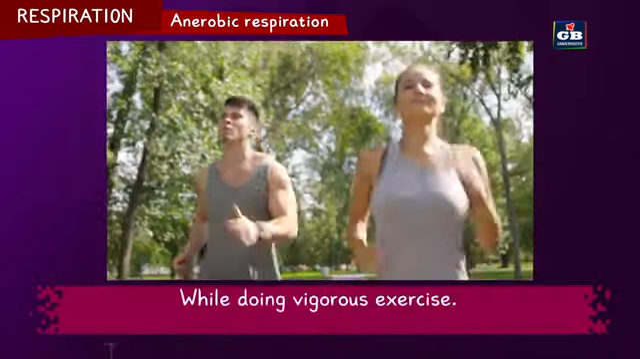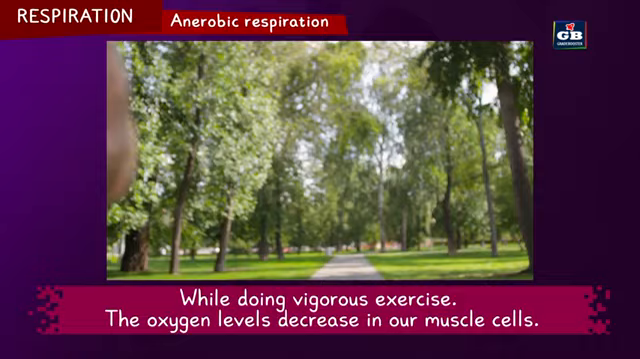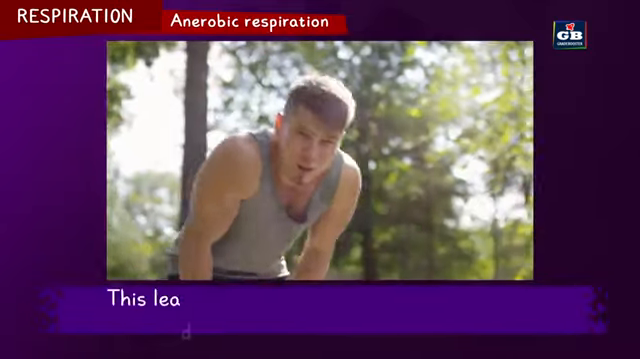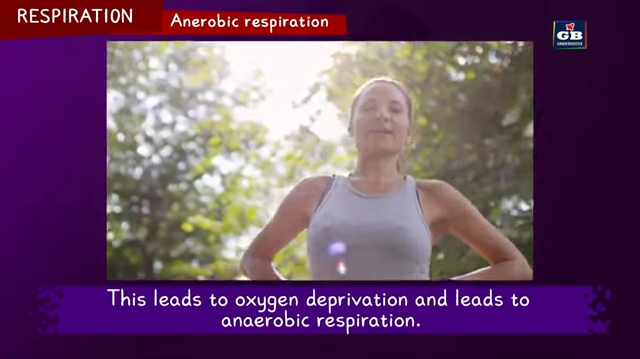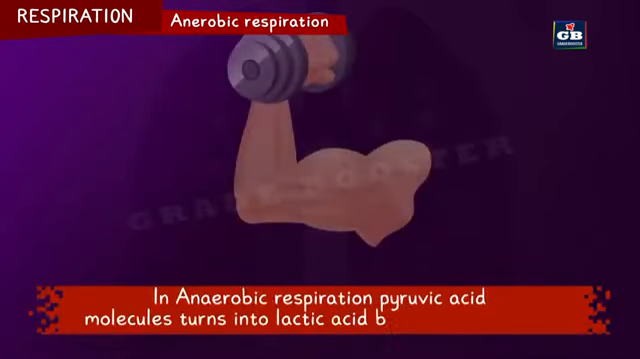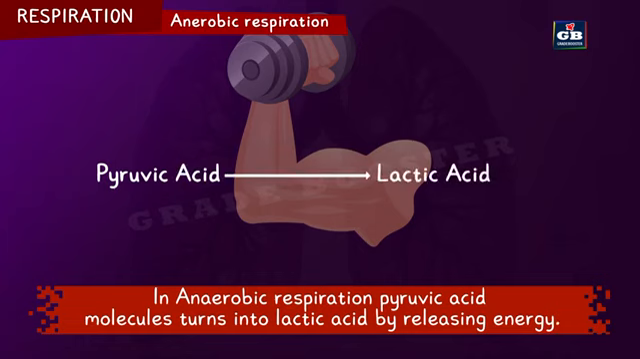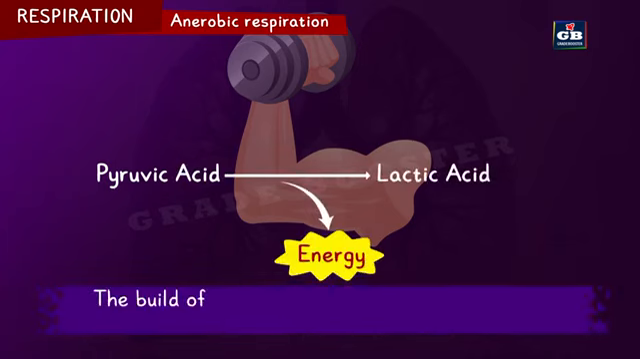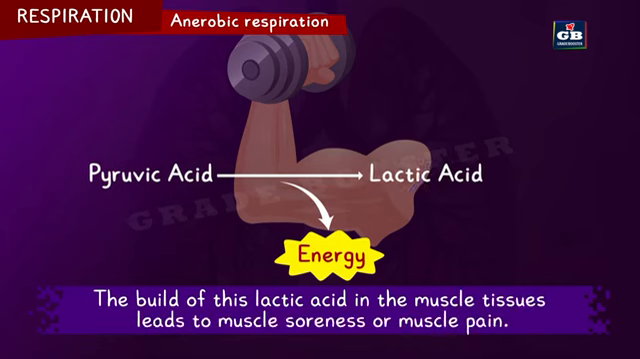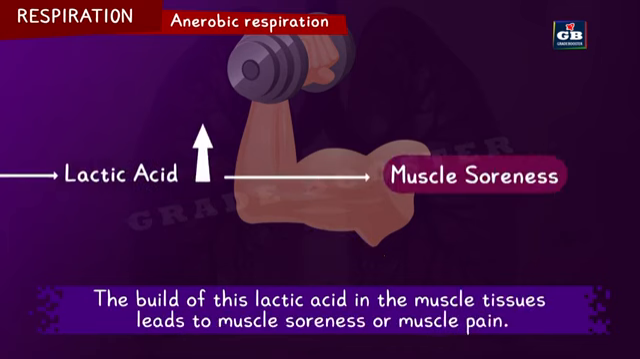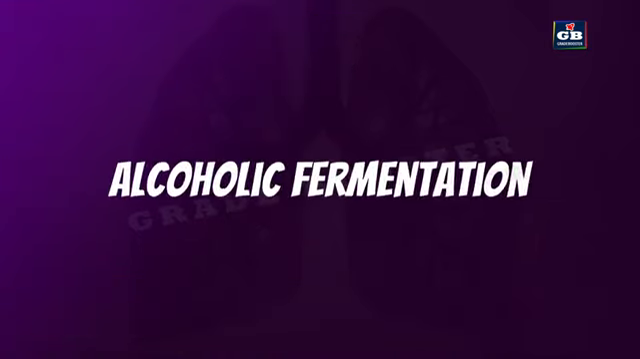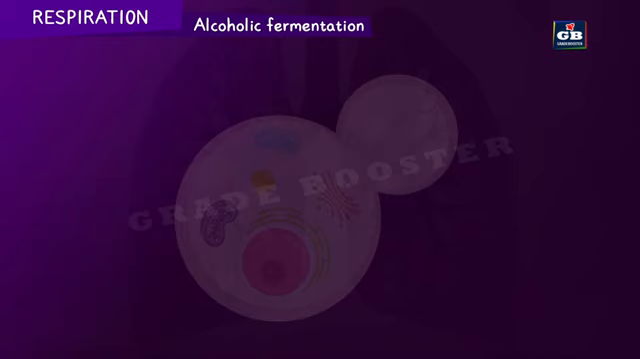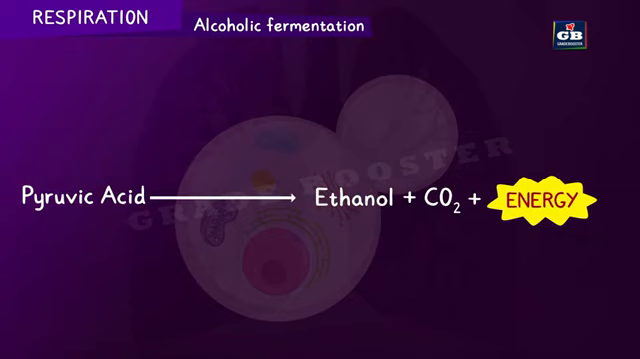While doing vigorous exercise, the oxygen levels decrease in our muscle cells. This leads to oxygen deprivation and leads to anaerobic respiration. In anaerobic respiration, pyruvic acid molecules turn into lactic acid by releasing energy. The buildup of this lactic acid in the muscle tissue due to anaerobic respiration leads to muscle soreness or muscle pain. Alcoholic fermentation. In organisms like yeast, during anaerobic respiration, pyruvic acid molecules are converted into ethanol and carbon dioxide.